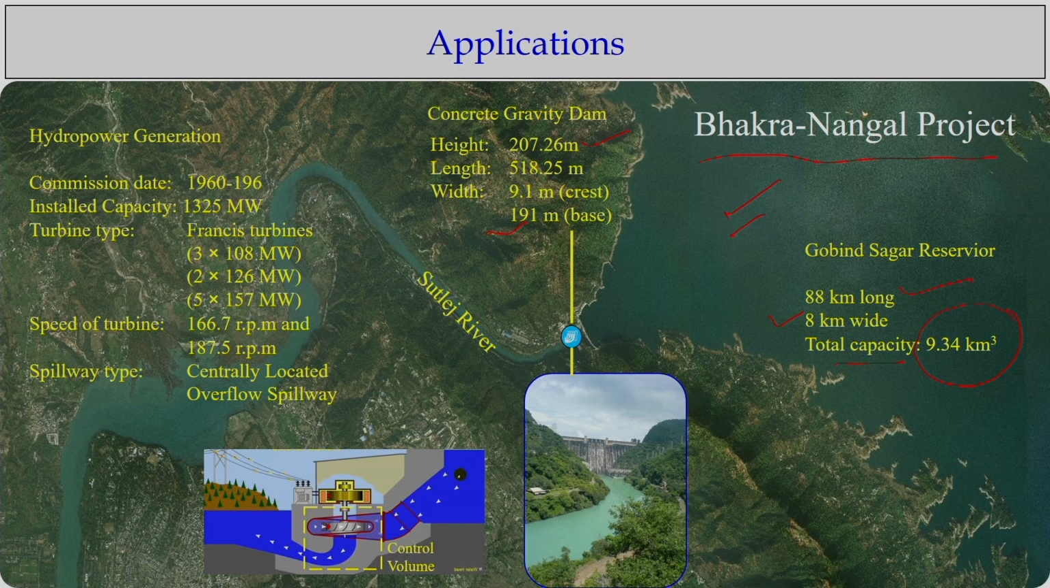What I am saying is that this project was initiated and commissioned in the early 1950s and 60s, with an installed hydropower capacity of about 1300 megawatts. So basic fluid mechanics knowledge is what is used to design such complex hydropower projects.